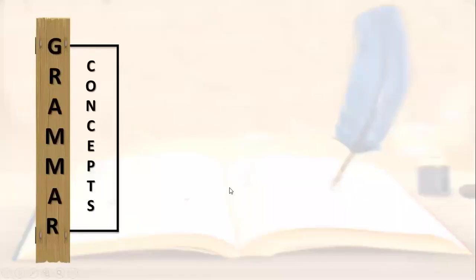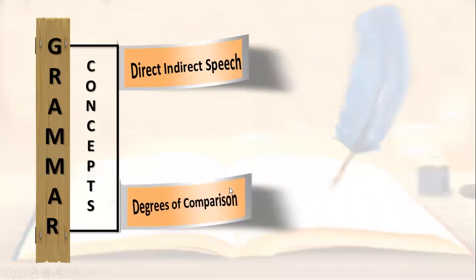Now, in this particular lecture, we are going to deal with two concepts right now, and there will be a third concept coming up. That is, once we are done with direct, indirect speech and degrees of comparison, we will also be talking about active and passive voice. So stay tuned till the end. Since it's a revision lecture, you have to sit back and listen to me carefully.